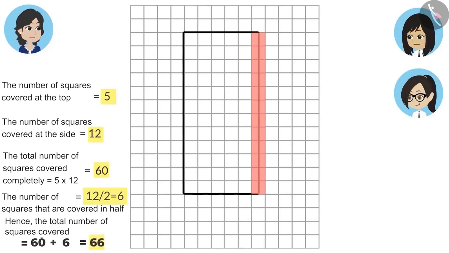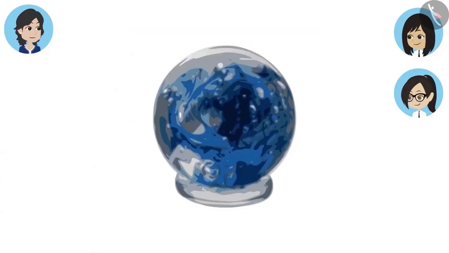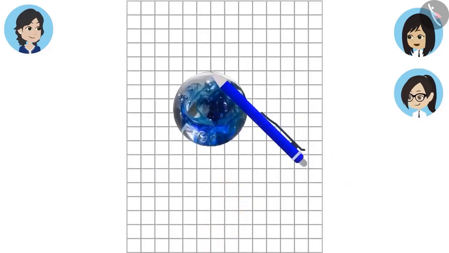Absolutely right, Neha. In the same way, with the help of this paper, we can find the number of boxes covered by any difficult shape. Difficult shape? Yes, difficult shape. That means which is not a square or a rectangle. Like what? Like a paperweight. Can you tell me how much space this covers? Okay, first we will trace this on the paper.